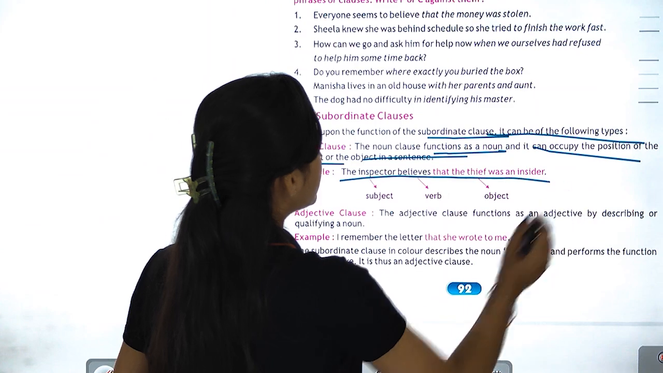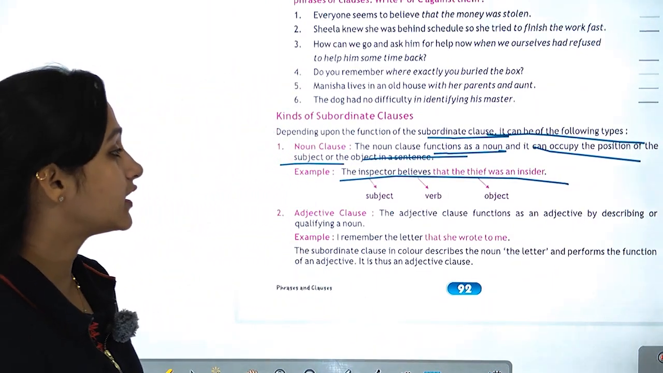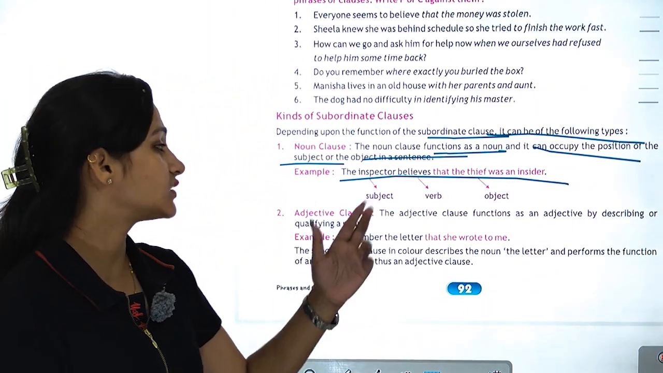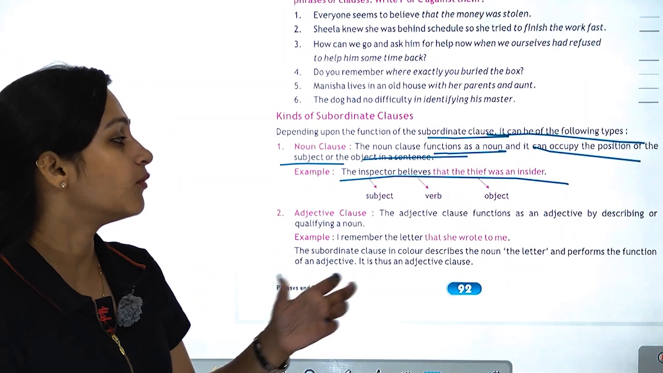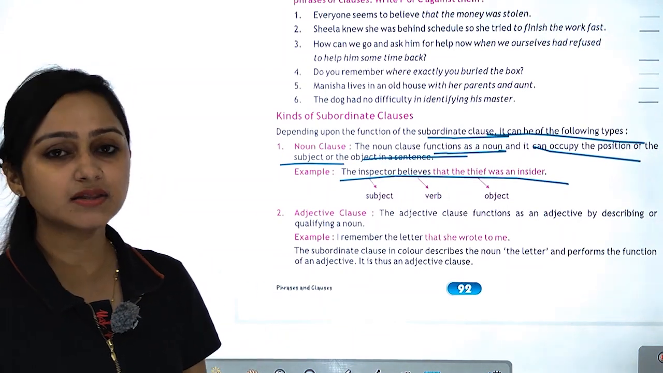So the inspector believes that the thief was an insider. Subject क्या हो गया? The inspector. Verb believes क्या हो गया आपकी verb. Object is that the object क्या आपका thief है.